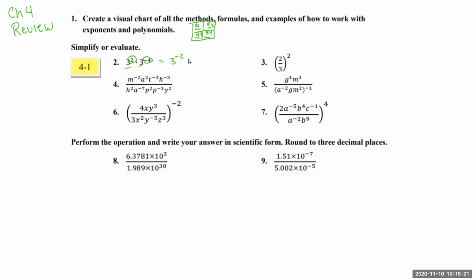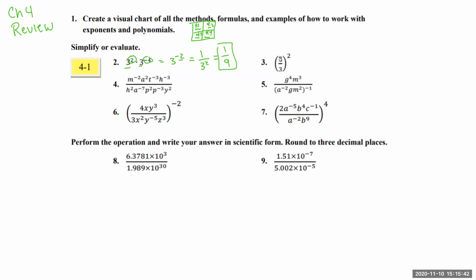And then technically we can simplify this more by making this exponent a positive. We can do that by making this a fraction. So we can say 1/3^2, and then 3^2 is just going to give you 9. So 1/9 is going to be our final answer here.